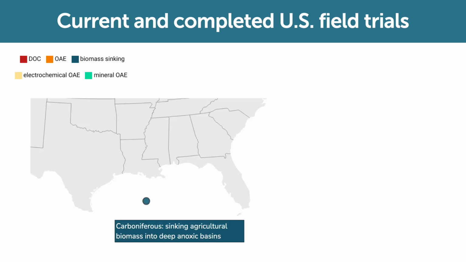mCDR startup Carboniferous is experimenting with biomass sinking in deep anoxic basins, which are naturally occurring deep-sea formations where bathymetry prevents mixing, and water is often stagnant for thousands of years, creating the perfect conditions for preservation of plant matter. Carboniferous is using terrestrial materials as their biomass source, including agricultural byproducts like corn stalks, which are rich in hard-to-break-down molecules like lignin and cellulose.